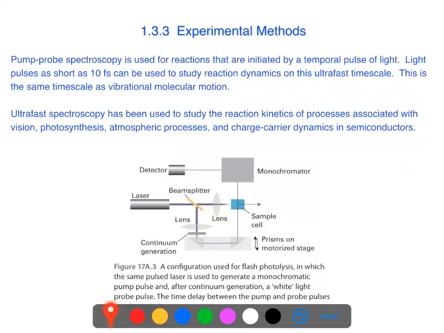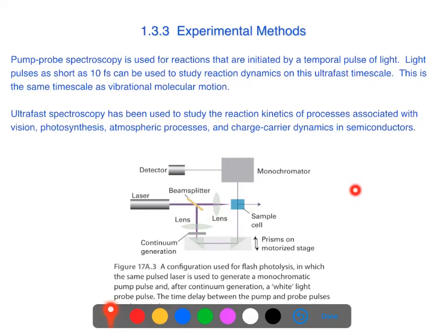Pump probe spectroscopy is used for reactions that are initiated by a pulse of light. Now, light pulses as short as 10 femtoseconds can be used to study reaction dynamics on the ultrafast timescale. This is the same timescale as vibrational molecular motion. So typically, ultrafast spectroscopy has been used to study the reaction kinetics of processes associated with vision, photosynthesis, atmospheric processes, and charge carrier dynamics in semiconductors.